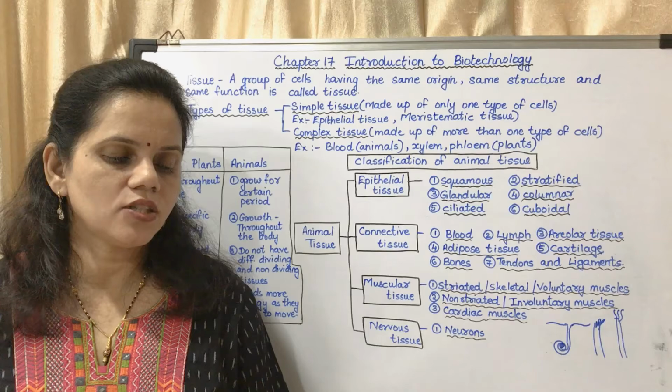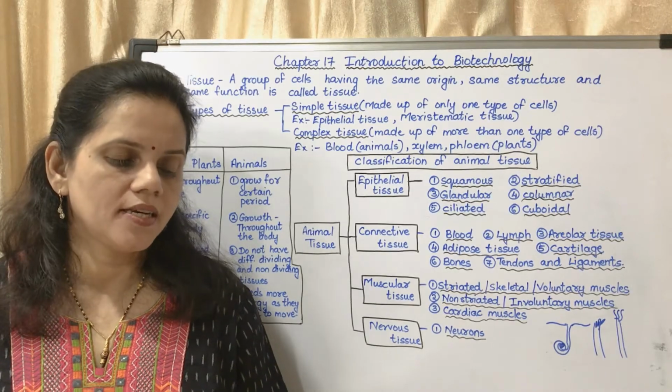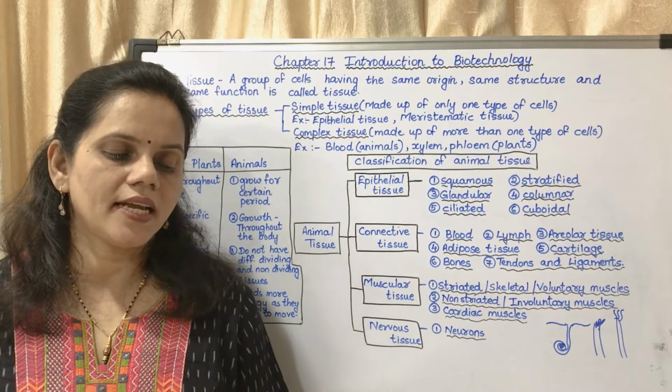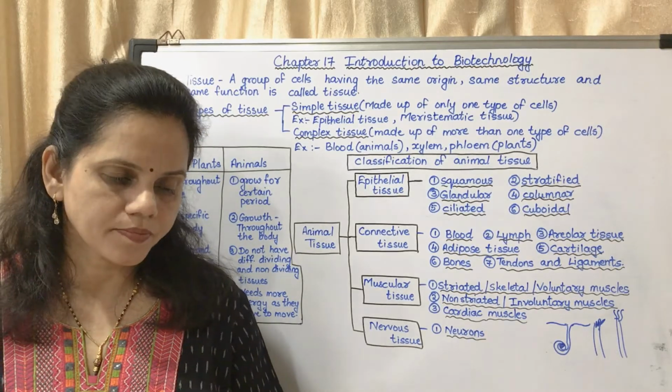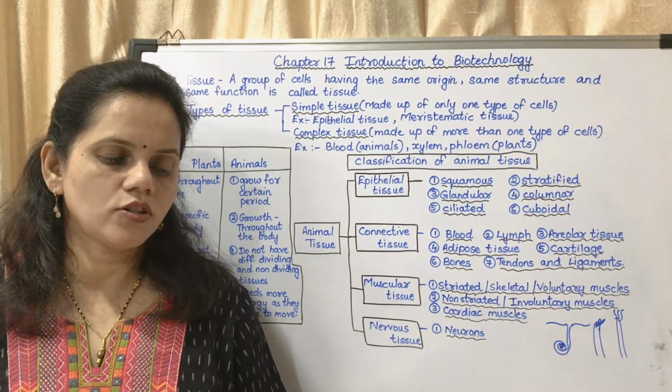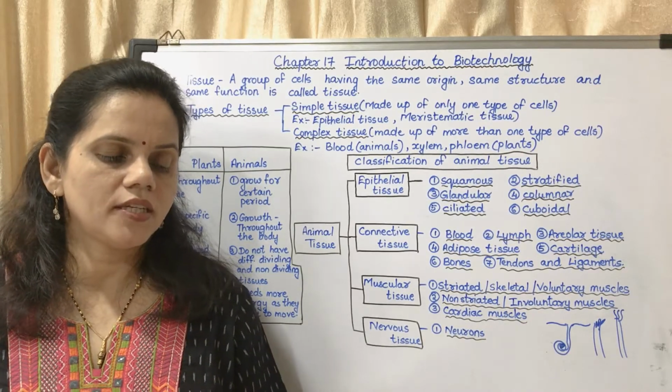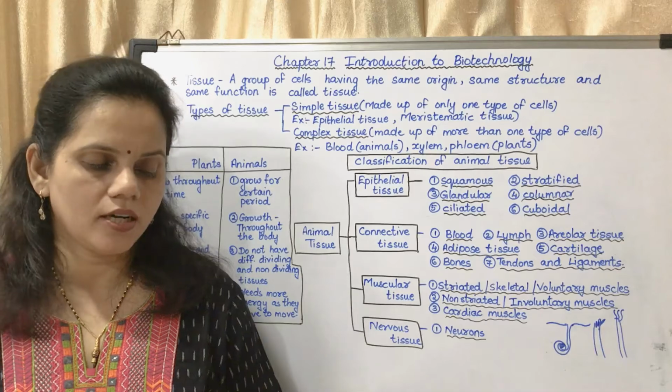Structure: different types of cells loosely arranged and supported by a jelly-like ground substance and elastic fibers. What is the function? It supports internal organs.